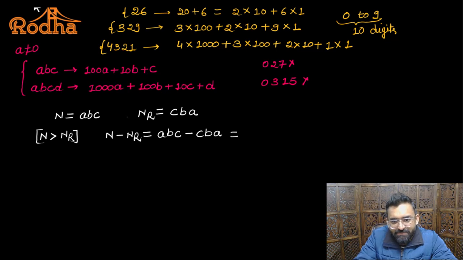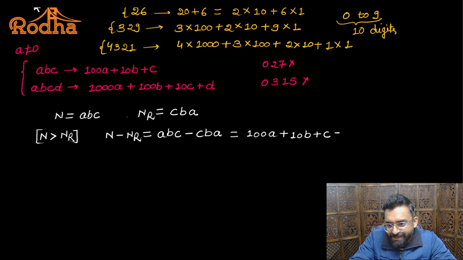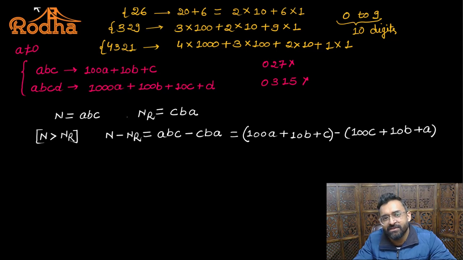This can be written in the expanded form. We know we write it in expanded form in this fashion. This is going to be 100A plus 10B plus C, minus 100C plus 10B plus A. I'm just trying to make you understand the basic calculations we do when we start solving such questions. This is the subtraction of the number obtained after reversing the digits from the original number. What I'm going to get out of it: 100A minus A will give us 99A.